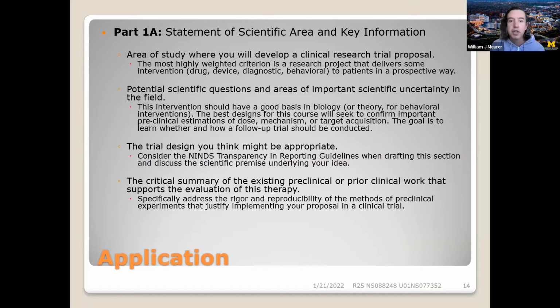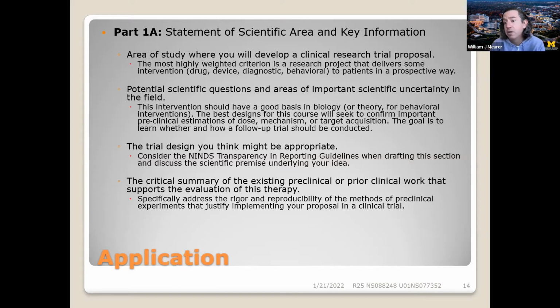But the thing that we really want to know about is what's the area that you want to study. And one of our most important grading criteria is that it's delivering an intervention, a drug, a device, a diagnostic, a behavioral intervention to patients in some prospective way. If that's not part of your application, we typically are not going to score it very highly, which is why if you have questions about scoping, getting those out of the way early is really important, because we would rather not have you be sad that we couldn't take you in the course, and us be sad that you submitted something that we told you was a little bit away from the goals of the course.